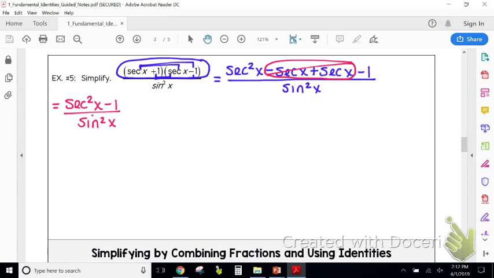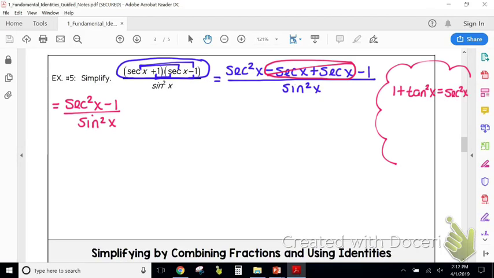Trig function squared and a 1. What did I tell y'all on Friday to look for? Yes, Pythagorean identities, right? So which Pythagorean identity has a secant squared in it? The second one. Read it to me. 1 plus tan squared x equals secant squared.